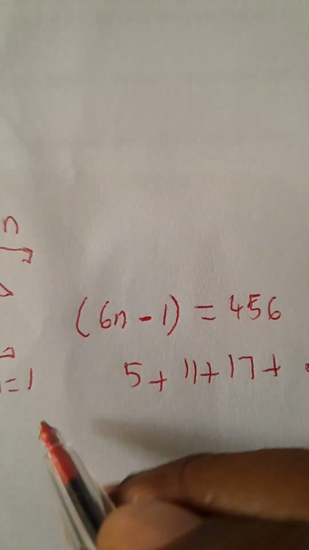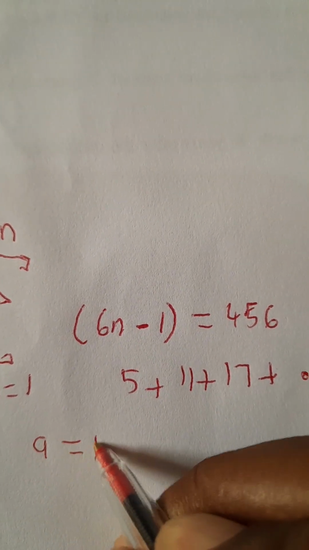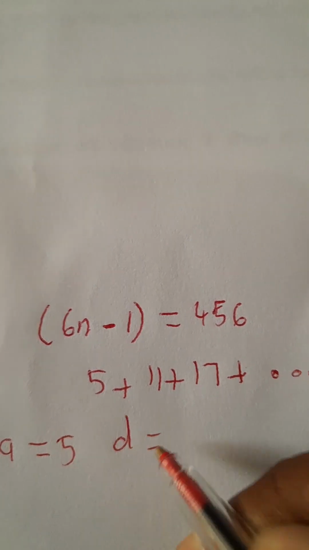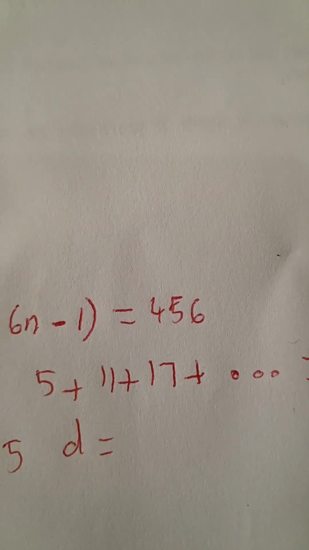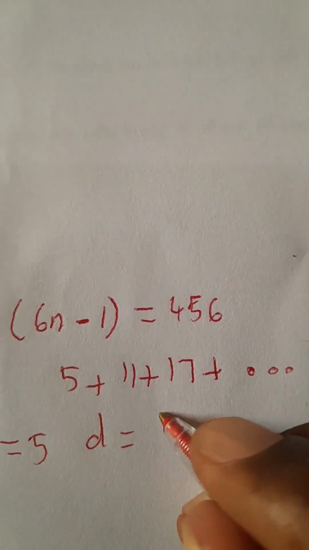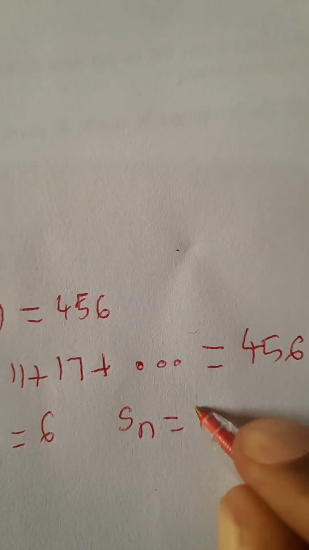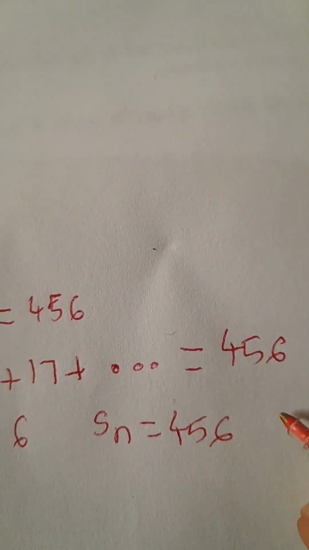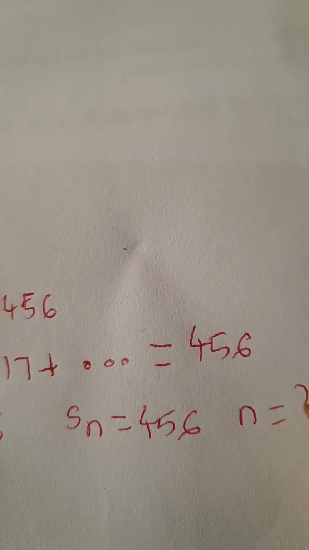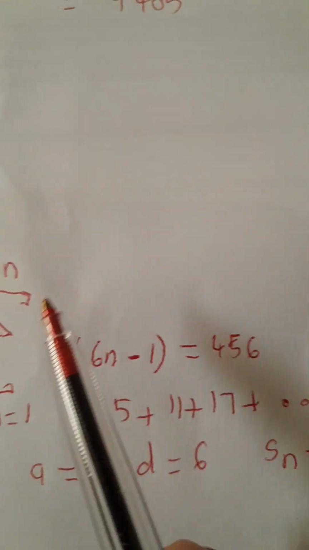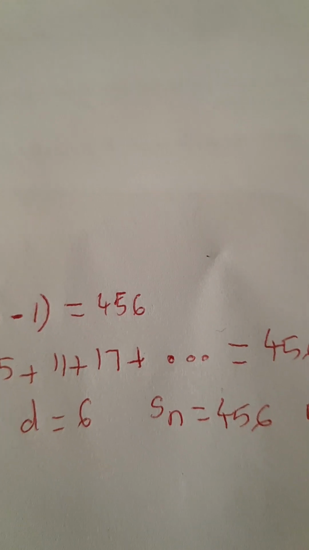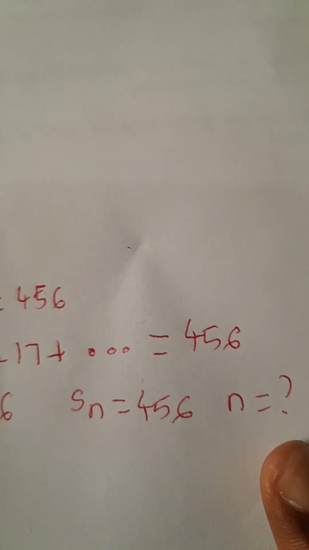Also, to make life easier here, let's collect the data. The first term is 5. Then let's see the difference: 11 minus 5 is 6, right? We also have Sn as 456. We don't know the number of terms that we are calculating here, and we need to know the number of terms, right? So how do we get it?